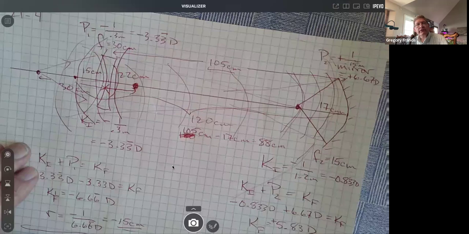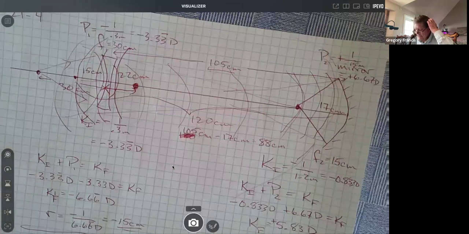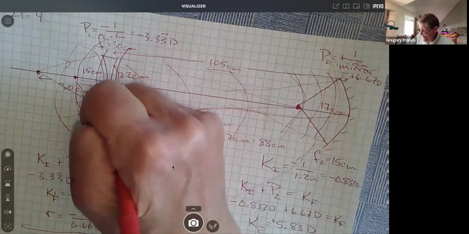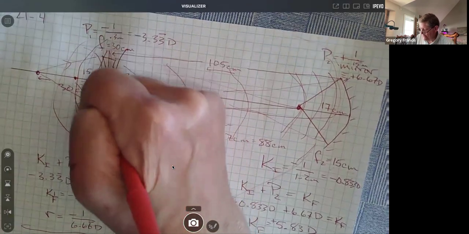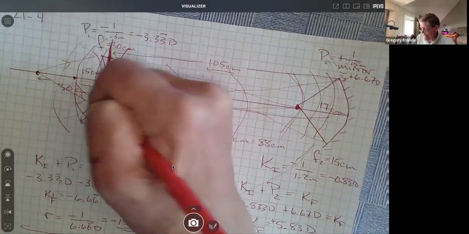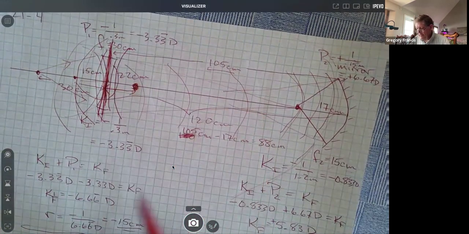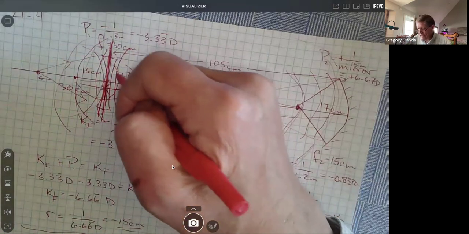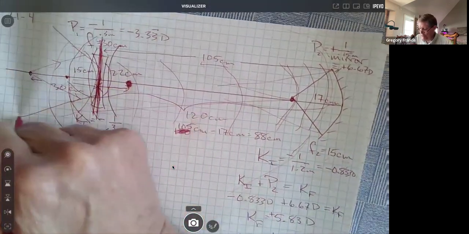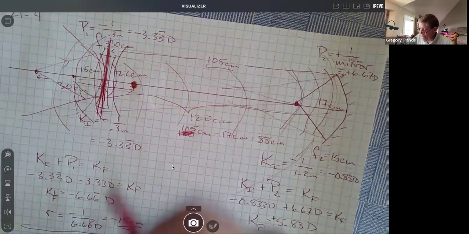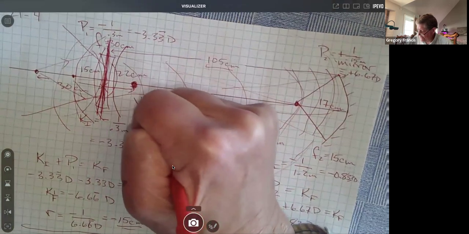So that's the final answer, is that the image ends up 22 centimeters to the, did I say to the left? I meant to the right, the other left. This is the lens, and the light appears to be coming from 22 centimeters to the right of the lens, and the light appears to be coming from that point and spreading out. And so this would be an imaginary, not imaginary, but virtual image. So I have a virtual image.